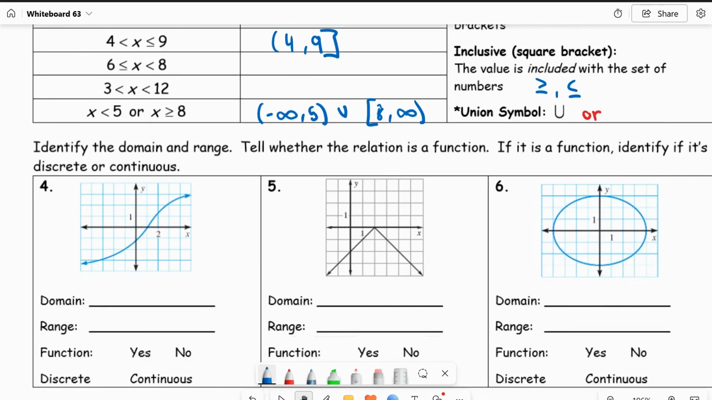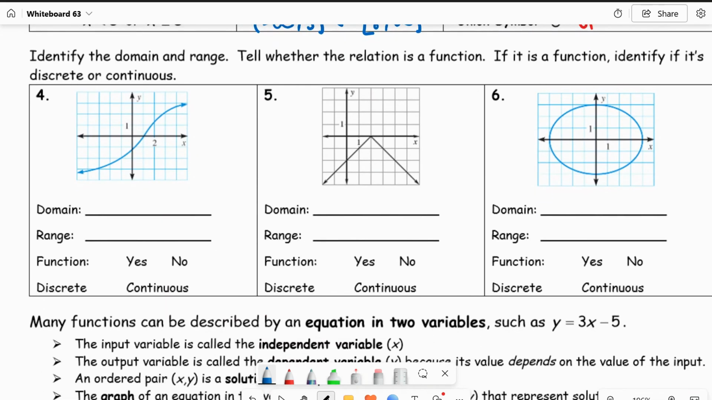Okay, let's just go down and do one of these ones. So in these problems, they want us to identify the domain and range and tell whether the relation is a function. If it's a function, identify if it's discrete or continuous. So for number 4 here, remember our domain is our possible x values. So within this function, any x value would be true in both directions forever. So you could write all real numbers as your domain, or in interval notation, we could write negative infinity to infinity. And with range, that is our possible y values.